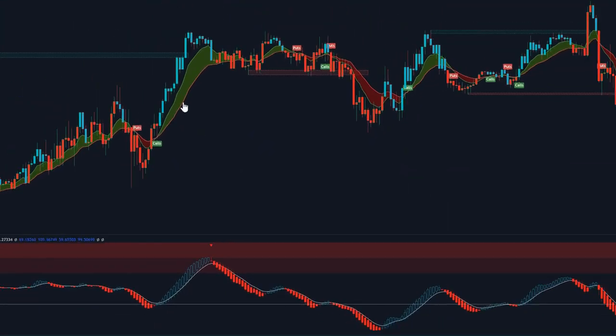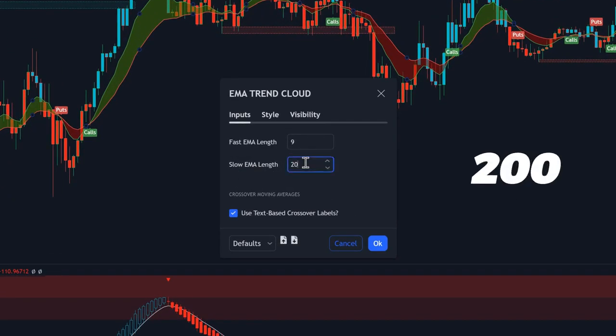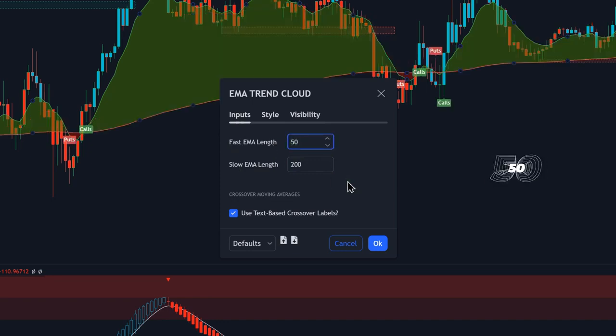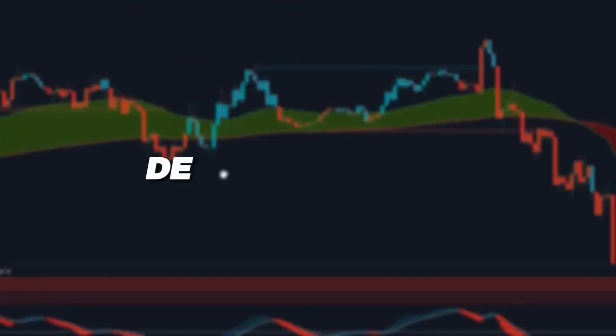Double-click on the EMA Trend Cloud, then on the Inputs tab, change the slow EMA length to 200. For the fast EMA length, we're gonna keep it at 50. After that, click OK. For the break and retest indicator, we're gonna stick with the default settings.